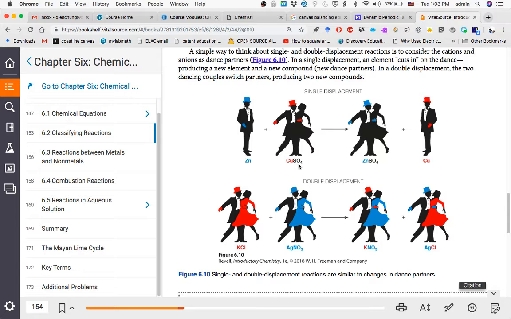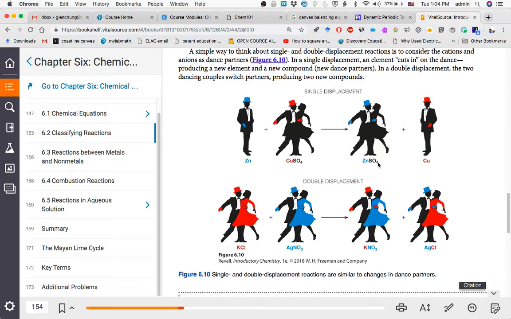Now, in a single displacement reaction, you see this zinc, it is a metal, right? You see this copper in the copper 2 sulfate? This is a metal ion, right? So the zinc will replace the copper 2 ion. So it will then be zinc sulfate, and then copper will be by itself. You see? Copper by itself, zinc sulfate.